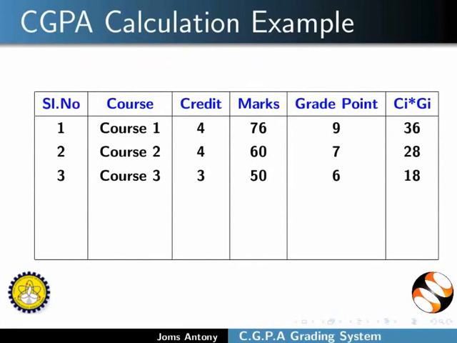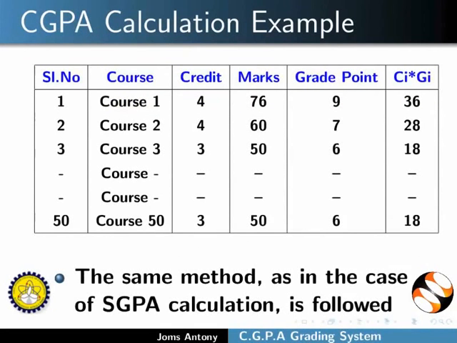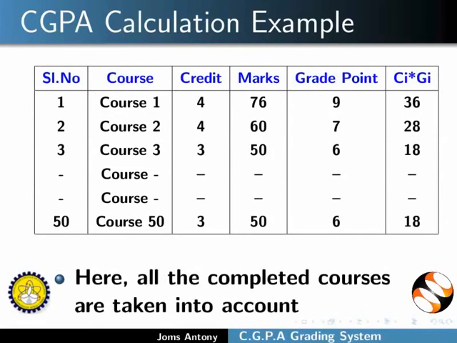The CGPA calculation is also very similar. Suppose a student has completed 50 courses in a given program. Then we need to list them all like this. The same method as in the case of SGPA is followed. Here, all the completed courses are taken into account.